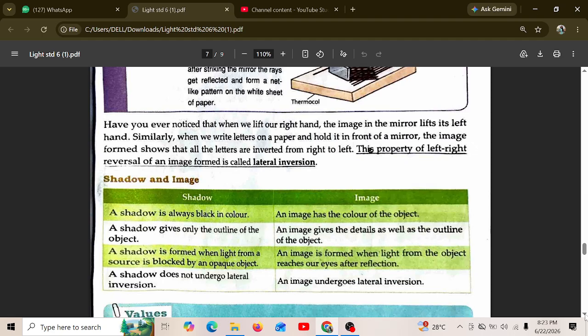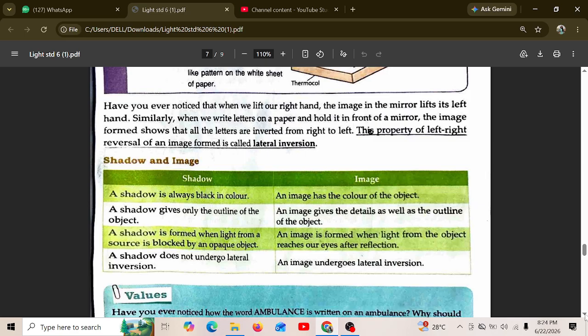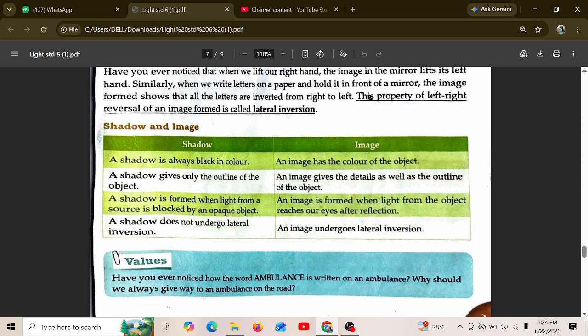It is formed when the light from the source is blocked by an opaque object, and in the case of images, it is formed when light from the object reaches our eyes after reflection. So there is always a very distinct difference between a shadow and an image. Please go through this table. If you want, you can take a screenshot and memorize it.